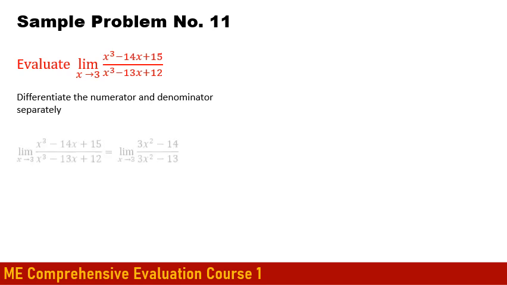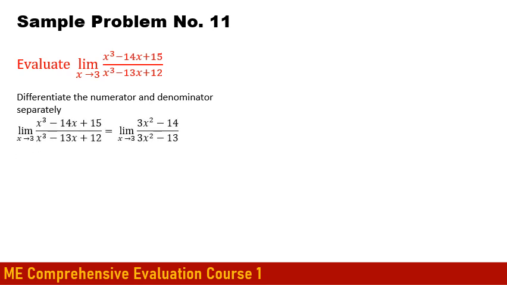So we can equate the given limit to the limit of the quotient, wherein the numerator and the denominator are already differentiated. So for x cubed minus 14x plus 15, it is differentiated as 3x squared minus 14. And for the denominator, that is equals to 3x squared minus 13. So we will try to plug in the value of x, which is equals to 3, and see if we can obtain a value that is defined.